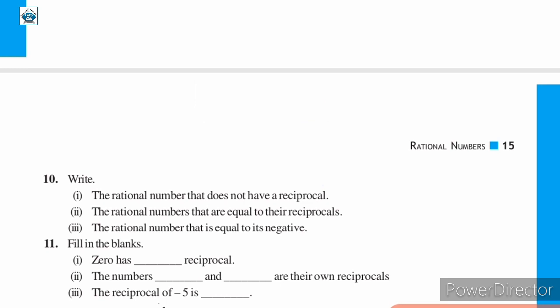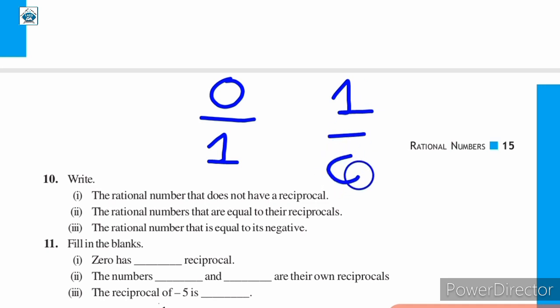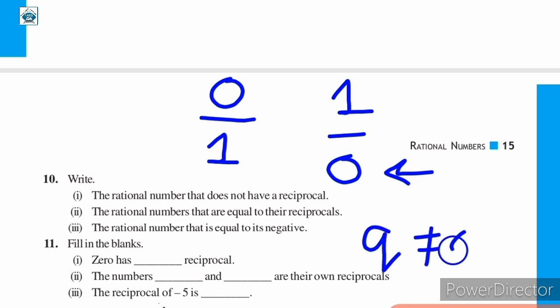But consider the rational number 0. We all know that 0 can be written as 0 upon 1, or 0 can be written as 0 upon any other number, because we get the answer equal to 0. So consider 0 written as 0 upon 1 like every other integer. Here, can we write it as 1 upon 0? Because if we do so, then the denominator will be equal to 0. And the condition for a rational number is that for p by q, q should not be equal to 0.